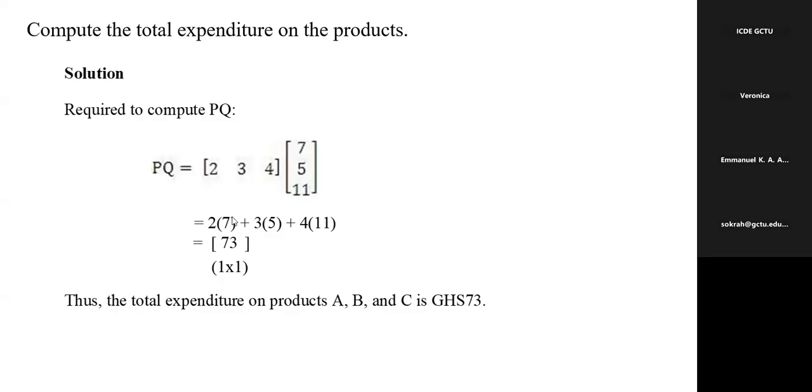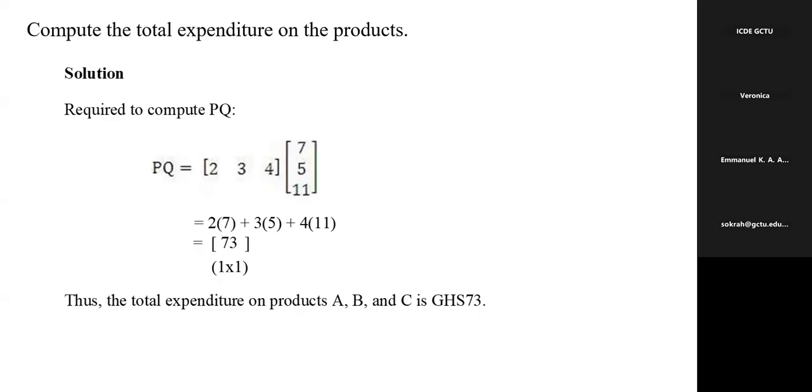So 2 times 7, that's what you see. 3 times 5, that's what you see. And 4 times 11, that's what you see. So 2 times 7 will give you 14. 3 times 5 will give you 15. 4 times 11 will give you 44. When you sum them, you are getting what? A matrix with only one entry, which is 73.